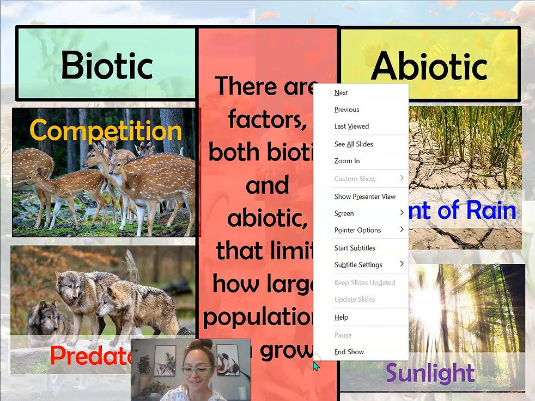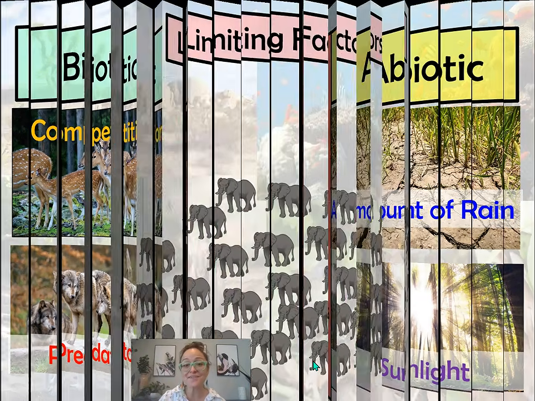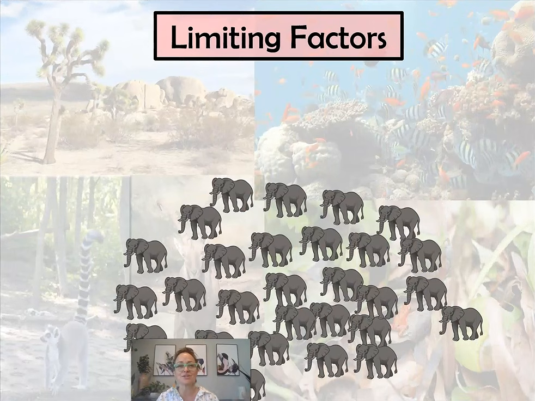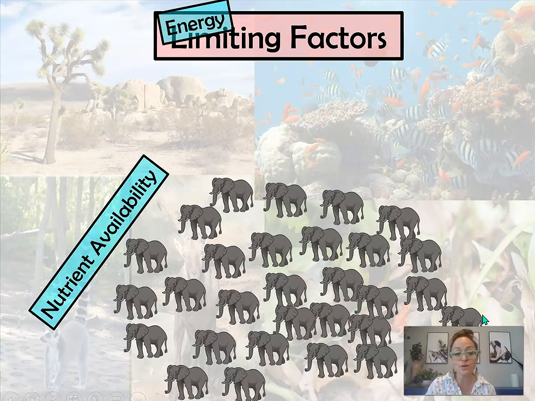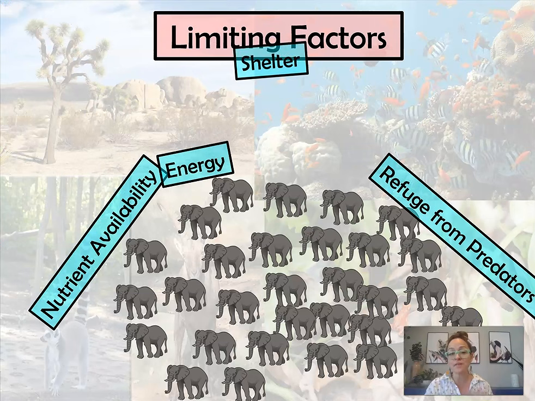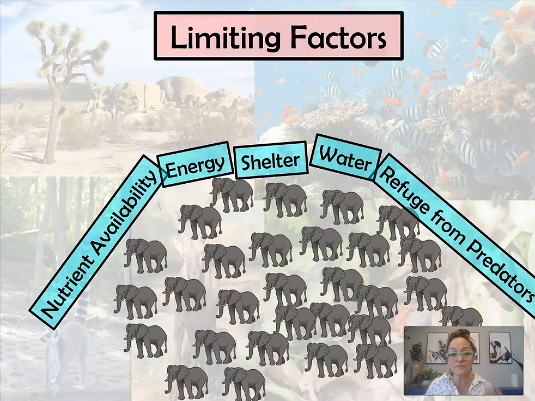So, oops, darn, okay. When we talk about this, the factors that limit how big a population can grow are called limiting factors. So let's say we have a population of elephants here. And there are reasons why this elephant population would not grow exponentially. It could be nutrient availability in the food that they eat, the amount of energy, how much food is actually growing in their area because they're herbivores.